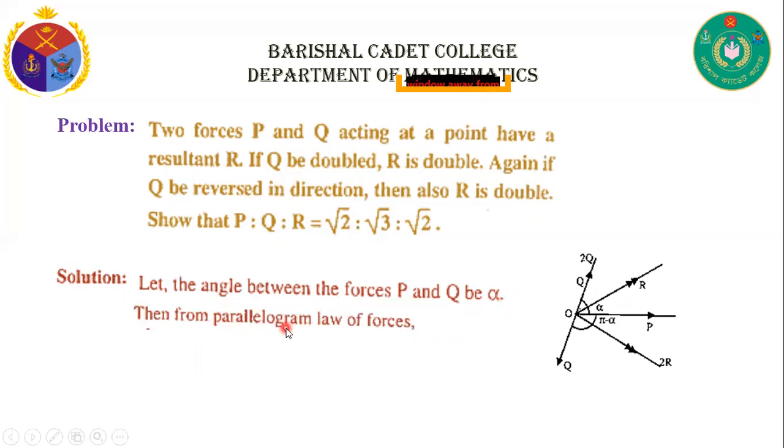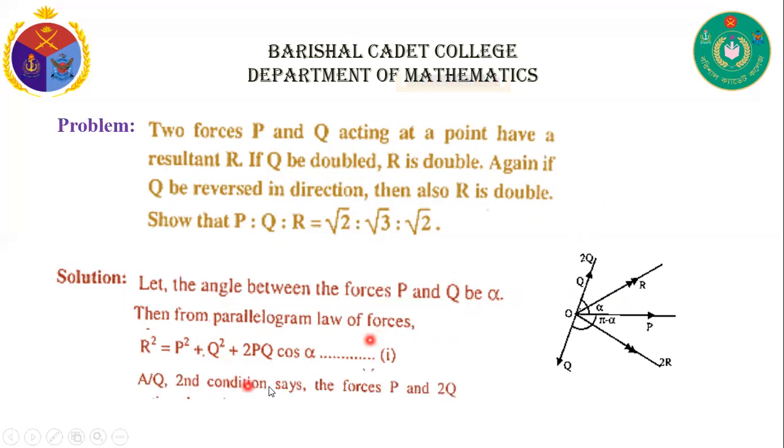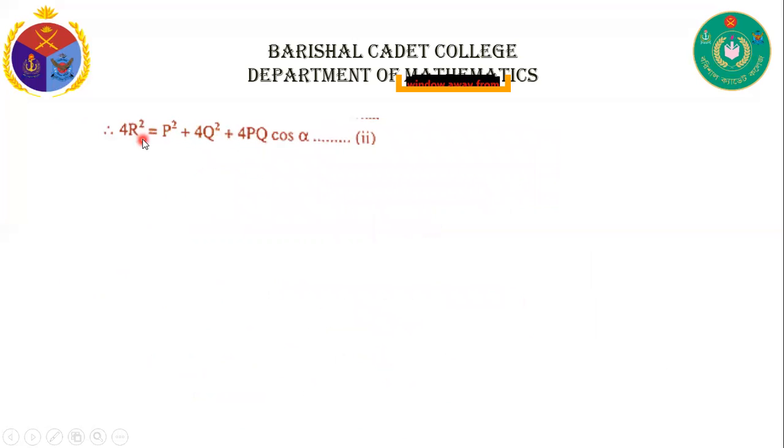Then by the parallelogram law of forces, R square equals P square plus Q square plus 2PQ cos alpha. And if Q is doubled, R is also doubled. So in the second condition, the forces are P and 2Q acting along the same line, and the resultant is 2R. So 2R square, that is 4R square, equals P square plus 4Q square plus 4PQ cos alpha.